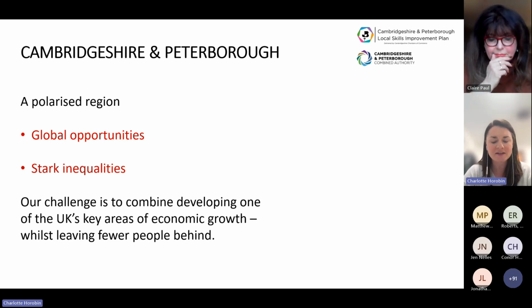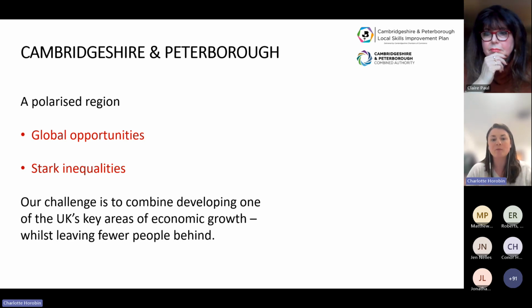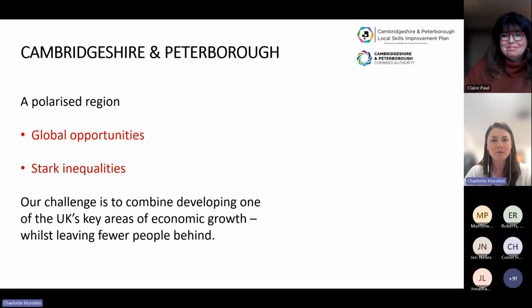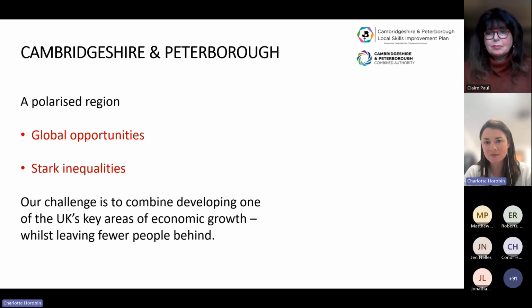What are those opportunities? But also, where are those challenges that in partnership we do need to overcome? I think it's probably fair to say when you hear brand Cambridgeshire, in most people's minds, you will think of affluence, you will think of knowledge intensive industries. And we do very proudly boast two of the fastest growing cities in the country through Cambridge and Peterborough.